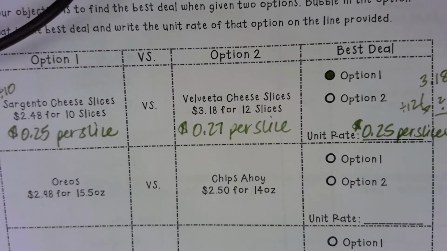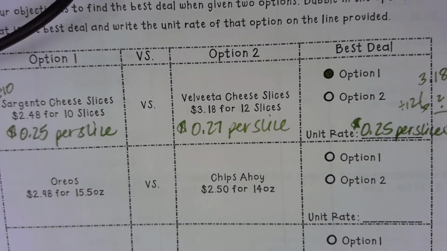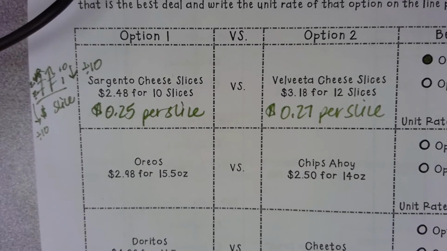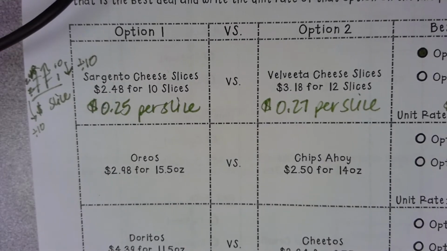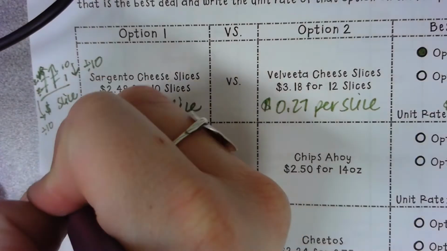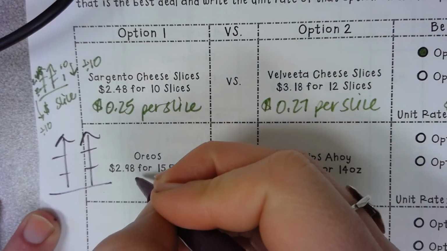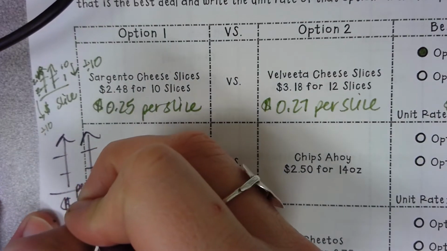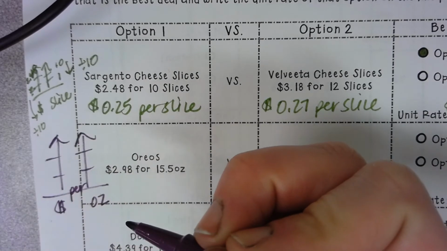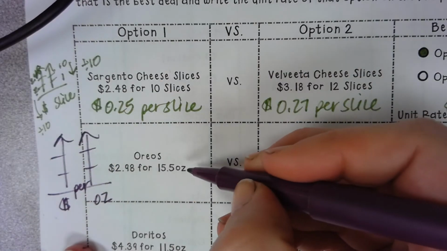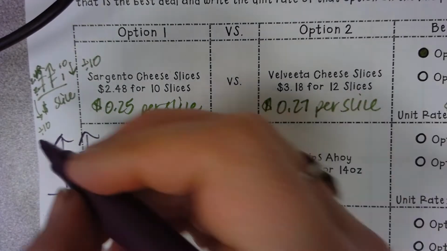Okay, now next one, I will do another one with you. I'll do it in a different color so we can kind of tell the difference between the two. Okay, big debate. Oreos versus Chips Ahoy. You have $2.98 for 15.5 ounces, or you have $2.50 for 14 ounces. Okay, let's do it. So double number line, a little bit bigger for you this time. We have dollars per ounce, not slice this time. We're trying to find 1 ounce, or how much is it per ounce.